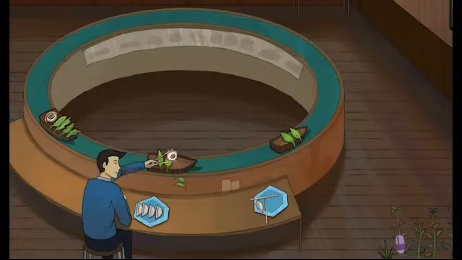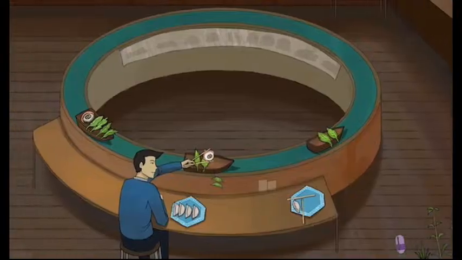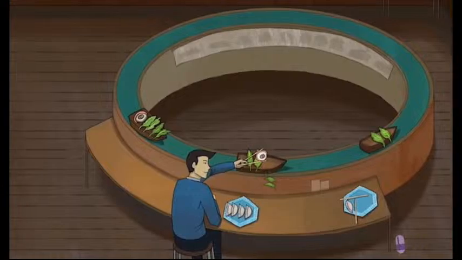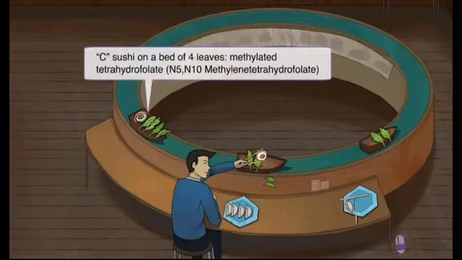Uridine is methylated to turn into thymidine, so it just needs a carbon, right? Take a look at that incoming boat on the left. It turns out that a methylated tetrahydrofolate provides that carbon. At Sketchy, we represent folate with foliage. So in this scene, tetrahydrofolate is represented by a boat with 4 leaves, probably some Mizuna or something. And that C-shaped sushi represents the carbon available for donation.